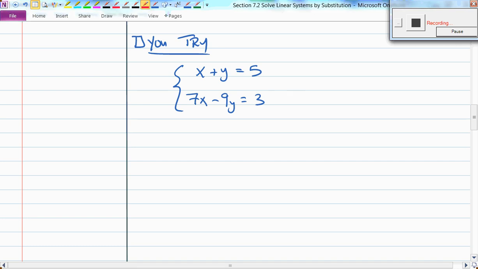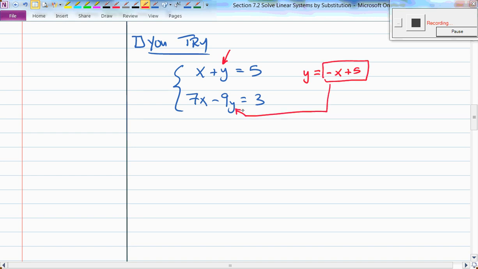Alright, so let's see how you did. I can see from this first equation here, I can easily solve this for y. y has to be negative x plus 5 if I subtract x from both sides. So if y is negative x plus 5, I'm going to substitute all this information for the y in the second equation right down here. I'm going to have 7x minus 9 times something equals 3, and I substitute in the negative x plus 5. And I've created an equation that only has x's in it.